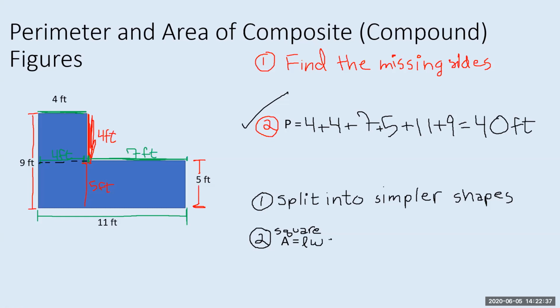Now for a square, that just happens to be the same measurement. So for this square, when I take a look at it, I can see that each side is 4 feet long. So the length times the width is going to be 4 feet times 4 feet. And that'll give me a total area for that square of 16 square feet. So the area of the square is 16 square feet.